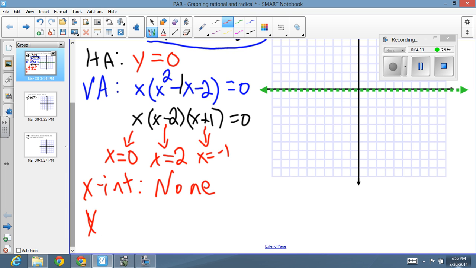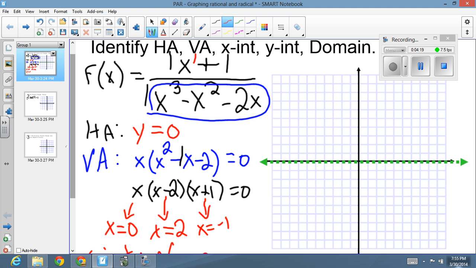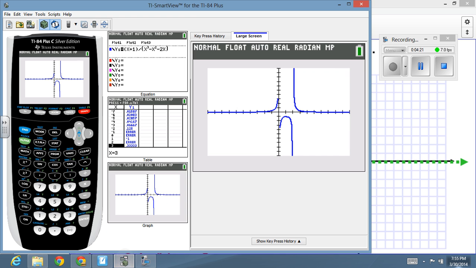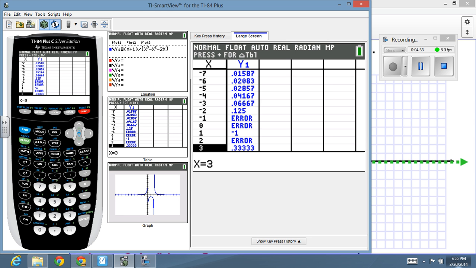On the other hand, my y-intercept is whenever the x is equal to 0. I already have this put in my graphing calculator. I'll go to the y equals for you so you can see what it looks like. So this is what it looked like when I put it into my y equals. Now I'm going to go to the table, second table, and I'm looking for the y value when my x is equal to 0. Well, that's an error. That means that there isn't one.